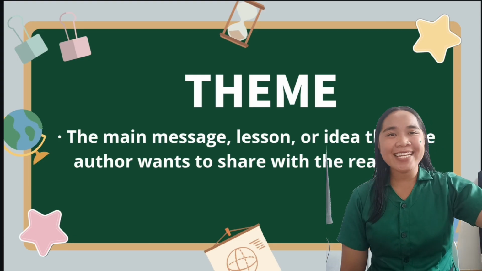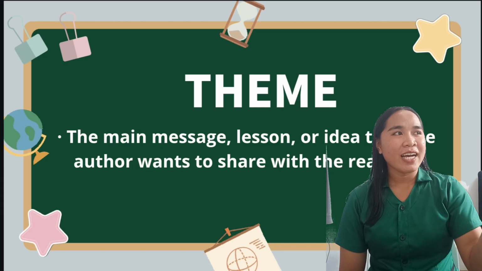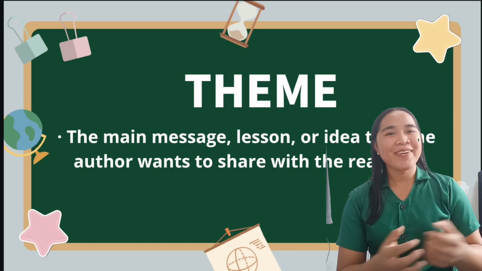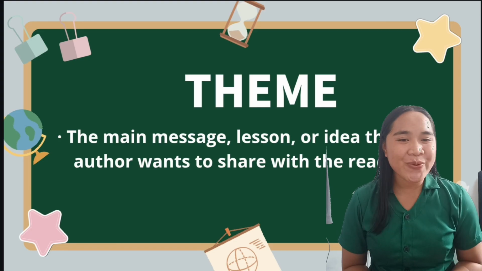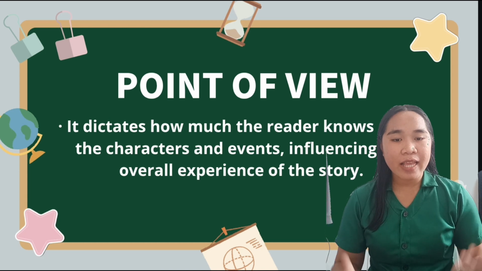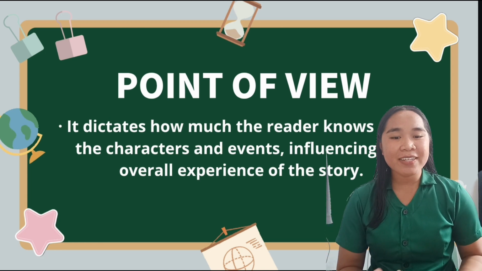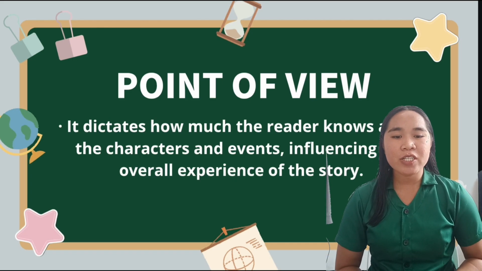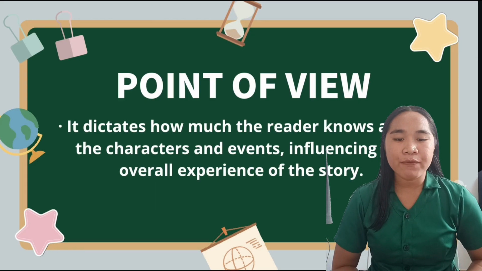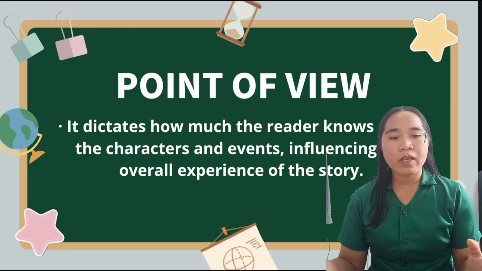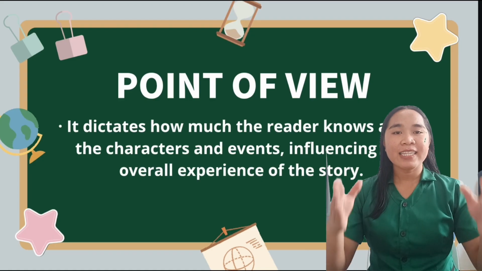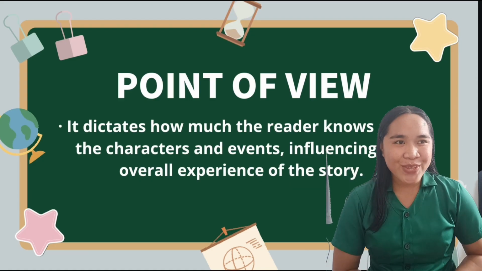And lastly, what is the last element of the short story? How about you, Zach? Okay, very good, Zach. The 6th element of a short story, we have point of view. So, point of view dictates how much the reader knows about the characters and events, influencing the overall experience of the story. Point of view means it is the angle or perspective from which the story is narrated. So it will influence the overall experience of the story. So that is the meaning of the point of view.